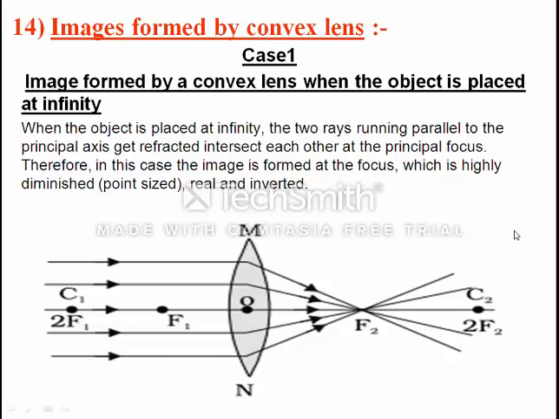So in our previous class we have seen the rule of lens. Now we will see image formation with the help of lens. We have already studied that spherical lenses are classified into two types, that is convex lens and concave lens. The convex lens is also known as converging lens.